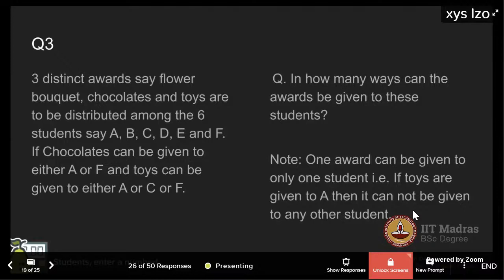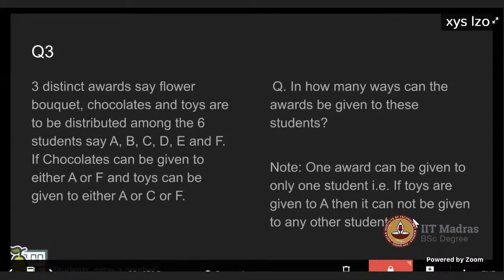So how do we make this into a multiplication problem? Take out the condition, then it will become multiplication. Okay, let's do that. Let's say there is no condition: 1 award can be given to any number of students. I know chocolate can be given to A and C, and flower can be given to A, C, and F, right? So there also you have to make the cases. Let's consider just one case.